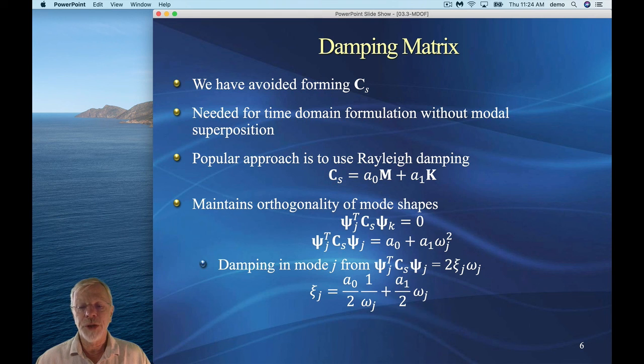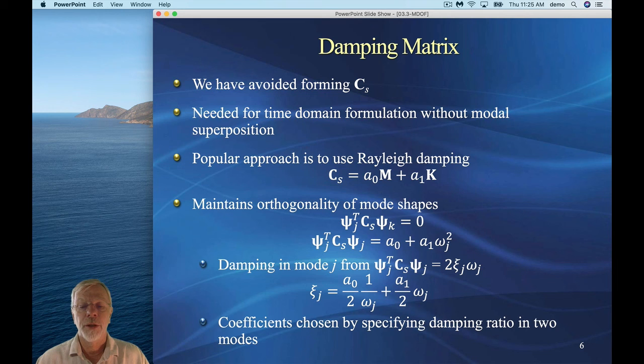So solving for c sub j, we see that it's dependent on the two coefficients, a0 and a1, as well as the natural frequency. The coefficients are chosen by specifying the damping ratio in two modes for two different frequencies. So the damping at those two frequencies is going to be as specified by the c j, and the damping in the other modes is going to vary a little bit.